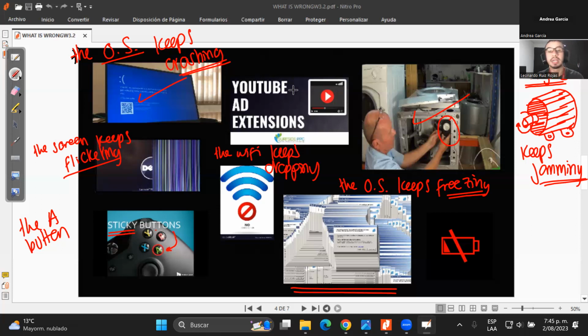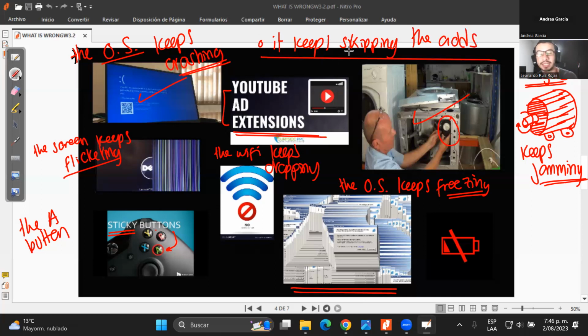Muy bien, that's it. In this one was not like a problem, but more like a solution, no? There is an extension in Google Chrome called ad blocker, and it keeps skipping the ads. Bueno, it's not a problem. It's a solution actually, no? So when the extension detects an ad, an advertising, bang, it immediately automatically keeps skipping the ads, right?